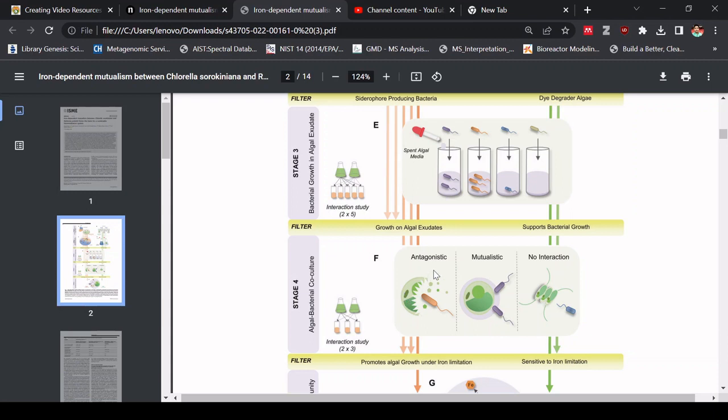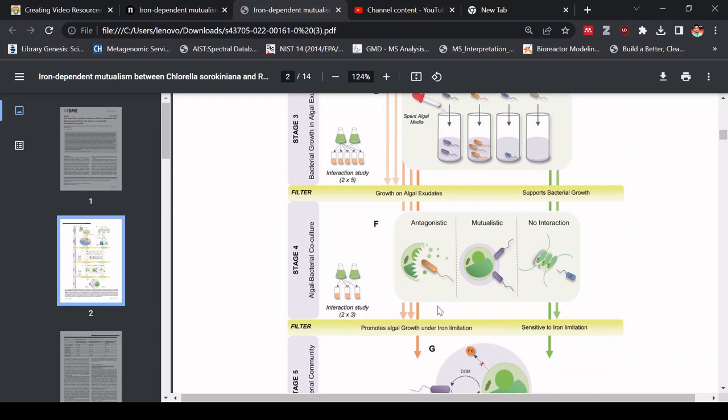So first was antagonistic, in which maybe bacteria were killing algae or algae were killing bacteria. Second was the mutualistic, in which algae and bacteria were helping each other to grow. And third was no interaction. It means both algae and bacteria were not benefiting or even getting any harm from each other's presence.